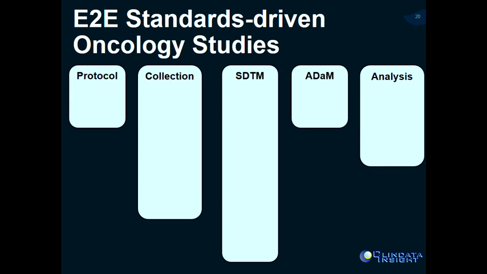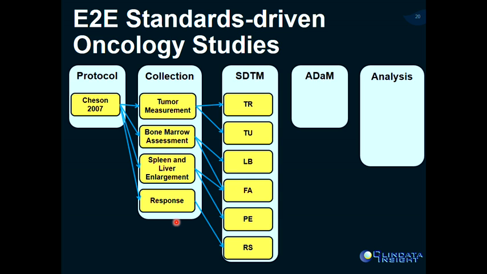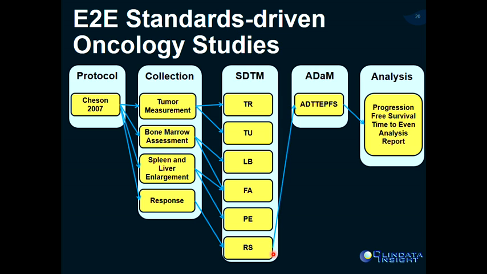So now, using these oncology-specific standards, you could develop end-to-end standard-driven oncology studies. Let's take a look at it. In the protocol, let's say we decide that we're going to use CHESON 2007. So the collection is going to be tumor measurement, bone marrow, spleen and liver enlargement, and response. According to that collection, SDTM is going to be TR, TU, LB, FA, PE, and RS. And ADaM and analysis are going to be derived from SDTM and ADaM. So we see that from protocol to collection, SDTM, and ADaM analysis could all be derived in standard, which we already talked about.